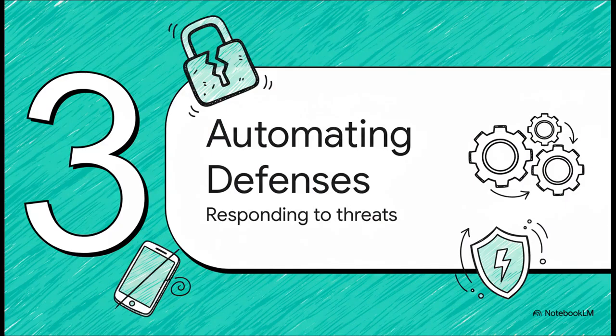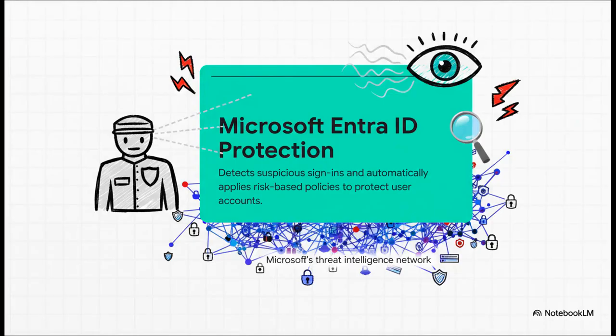Okay, so we're passwordless. We're safe, right? Well, not so fast. Even without passwords, accounts can still get compromised. Maybe a device gets stolen, or a session token gets hijacked. This brings us to the next level of the problem, and, you guessed it, an automated solution. So, meet Microsoft Entra ID Protection.